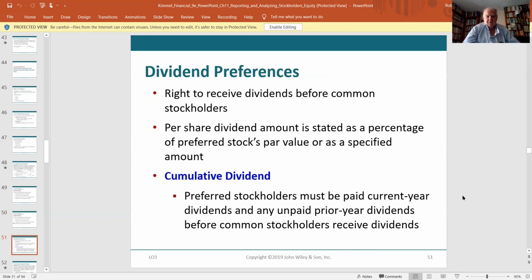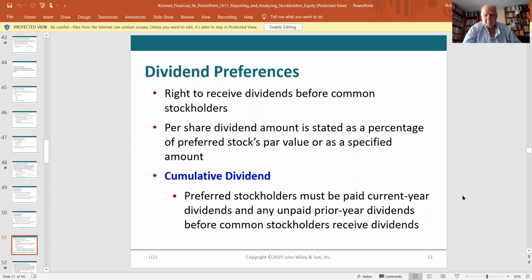Right, dividend preferences, right to receive dividends before common stockholders. Now we're back in the world of preferred stock. Per share dividend amount is stated as a percentage of the stock's par value or as a specified amount. A par value stock will have a percentage attached to it. They'll have a par value stock that says par value is $100, 6%. That means that stock, if it pays a dividend, and again, the company does not have to pay a dividend, even for preferred, but that dividend would be $6 per share.